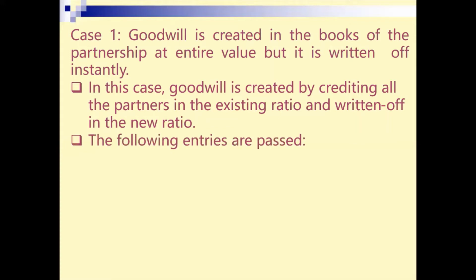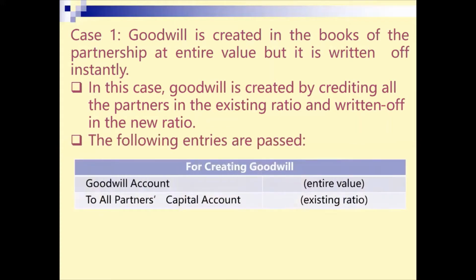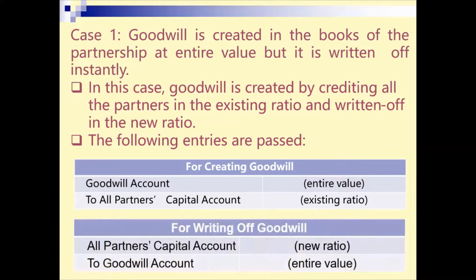The following entries therefore need to be made to really create goodwill. Now, to create goodwill, debit goodwill account with the entire value of the goodwill. Then credit all partners' accounts with the share of goodwill based on the existing profit sharing ratio of the partners. Then what follows is writing off of goodwill.